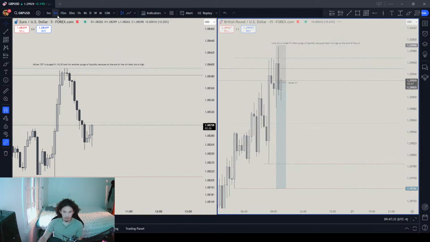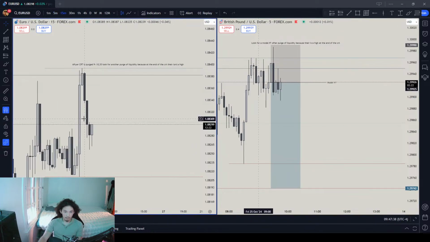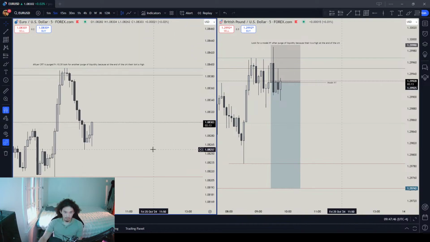Talking about this might go into a fair value gap and push back down. Said model. Touch that fair value gap. So no. This one.